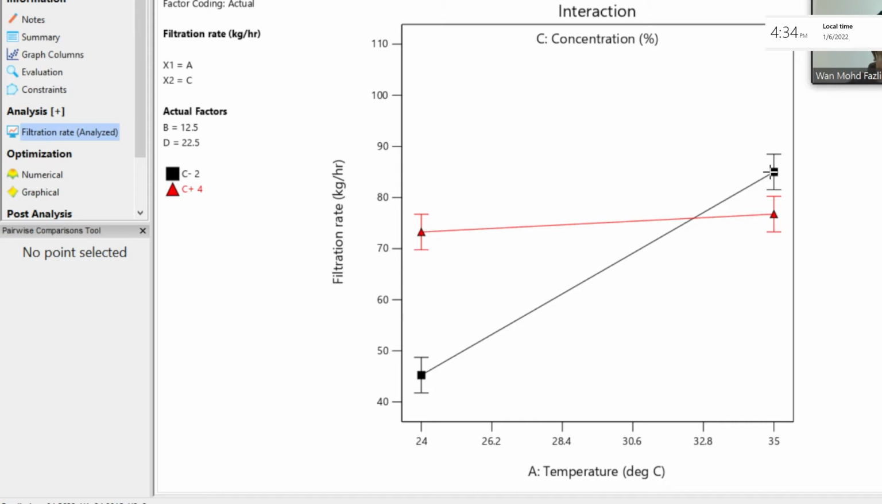Okay, what else? So now we know the low concentration is good. The low concentration is a good thing. We get the high filtration rate. So now let's go to the next interaction. On the right panel here, you see the factor tools. You can change everything here.